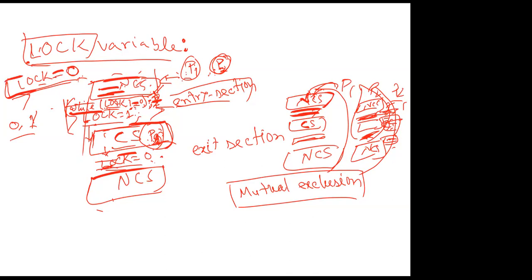So lock is not equal to 0? The condition is false, so it will make lock equal 1. Lock equal 1, this line. After making lock 1, let's say process P1 is preempted. P1 is stopped by the operating system or CPU, the process execution is stopped, P1 gets preempted by the CPU, and P2 is scheduled.